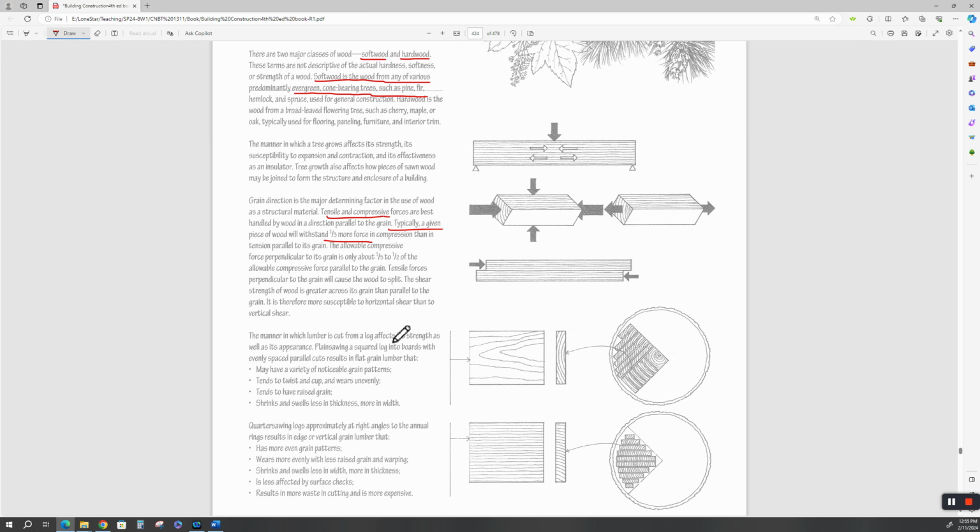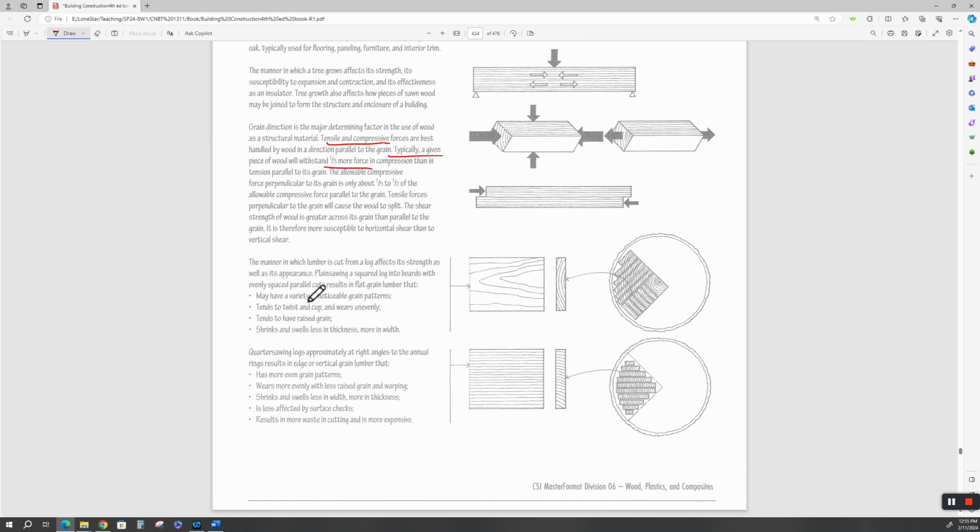All right, the manner in which lumber is cut from a log affects its strength as well as its appearance. Why? Because you're cutting with the grain, you're cutting across the grain, you're cutting diagonal to the grain. So we divide this into plain sawing a square log into boards with evenly spaced parallel cuts, which results in flat grain lumber that may have a variety of noticeable grain patterns, tends to twist and cup and wears unevenly, tends to have raised grain, and shrinks and swells less in thickness, but it shrinks and swells more in width.